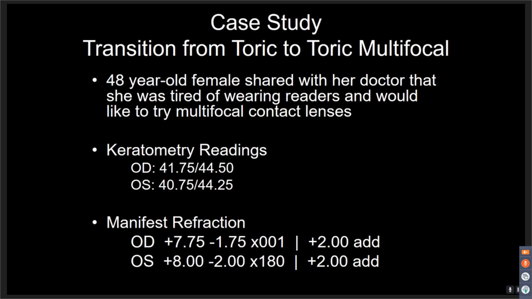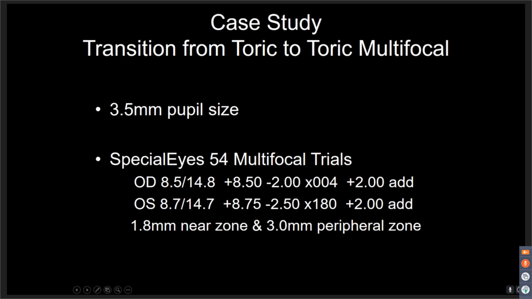Now, this is a transition from toric to toric multifocal. 48-year-old female, she just was tired of wearing readers and wanted to try multifocal contact lenses. K readings are such, a little bit of a flat eye, relatively high hyper, about a plus 8 with 2 diopters of cylinder with the rule and a plus 2 add. Her pupil size was 3.5.